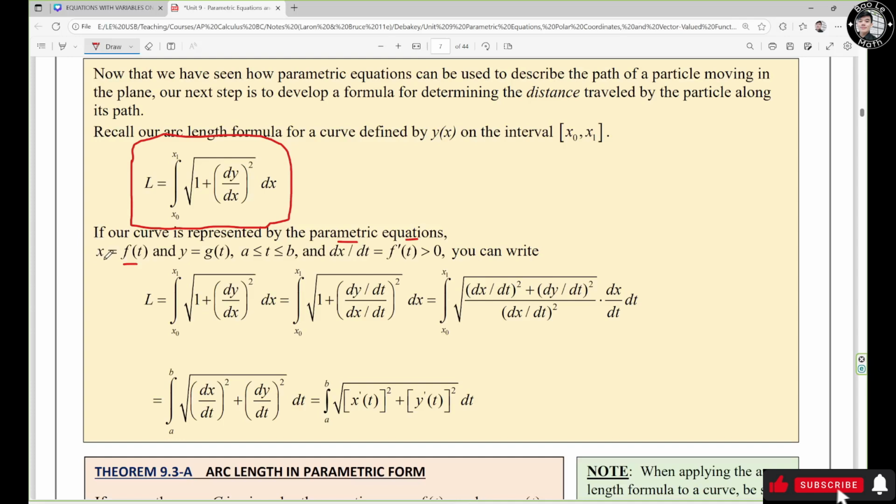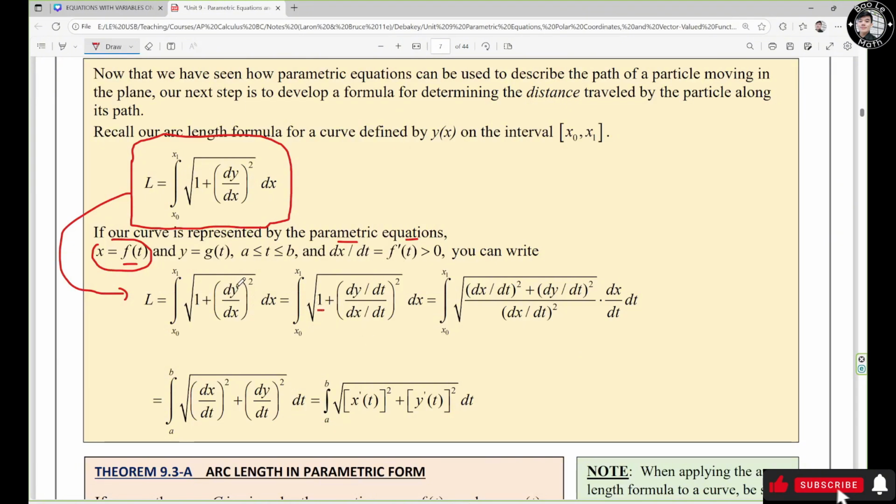Now, if our curve is represented by the parametric equations x equals f of t, which means the function x with respect to t, and y equals g of t for t from a to b inclusive, and dx over dt, the first derivative of the function x with respect to t, is greater than 0, we can rewrite this as the integral from x0 to x1 of the square root of, rewriting 1 right here.